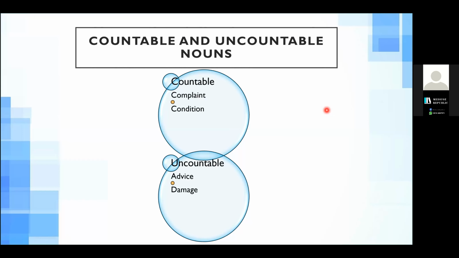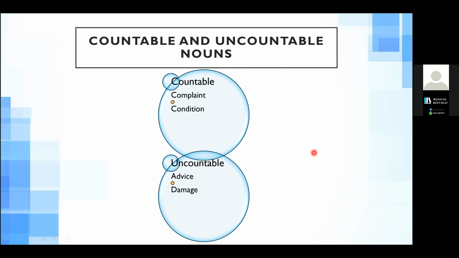So there are two types of nouns in the English language. Most of us know it, but not like this. We may have studied it before as well, but this is just a revision. The two types of nouns that we have are countable and uncountable nouns. Countable nouns are, for example, a complaint or a condition. We can count them. That's the difference. And uncountable nouns are advice or damage.